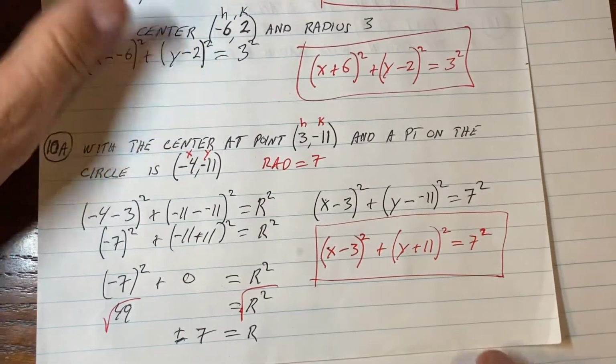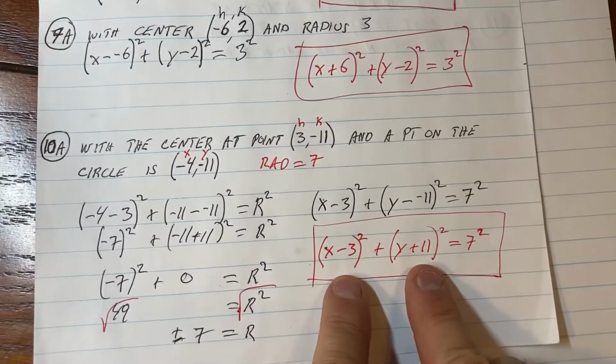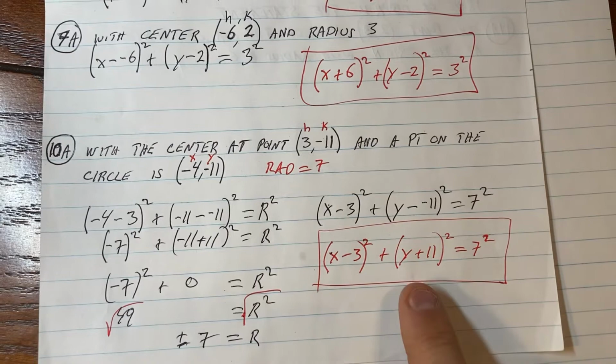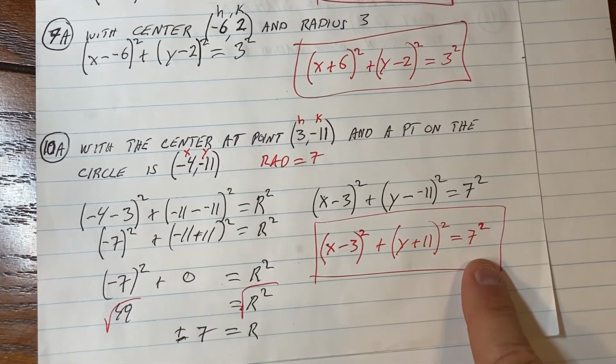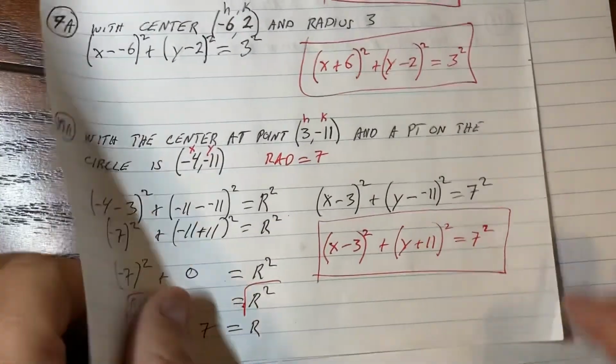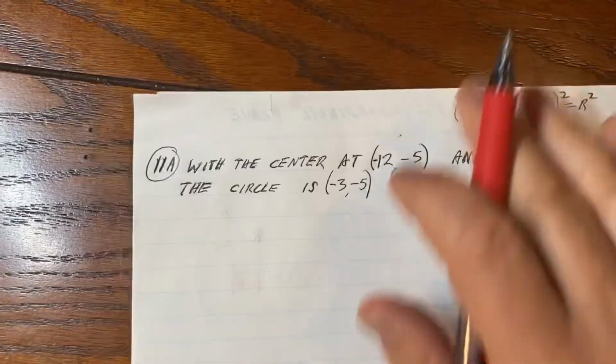So when I look at this and I go, oh, I know where the center of this circle is. It's at 3, negative 11. And the radius is 7 units. Okay, boom. Alrighty then.